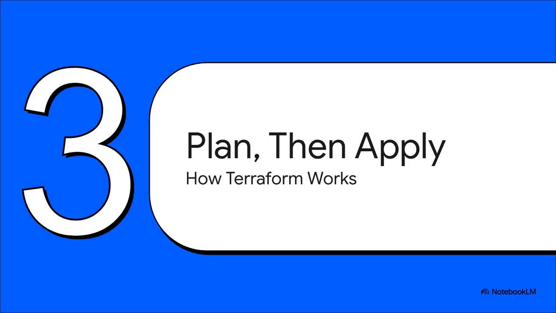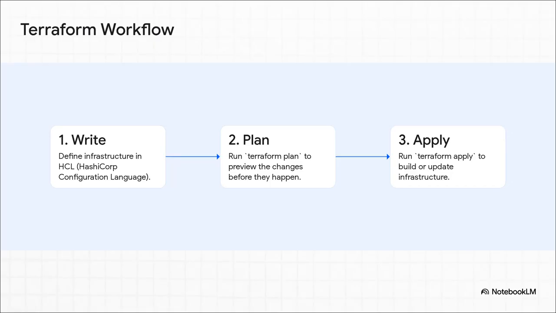So how does Terraform actually pull this off? Well, its power really comes from this simple, super predictable three-step workflow. It all starts with write. You define what you want in a special language called HCL, which is designed to be really easy for humans to read. Then comes the most important safety step, plan. You run a command, terraform plan, and it gives you a preview. It tells you, hey, here is exactly what I'm about to create, change, or even destroy. No surprises. Once you look at that plan and say, yep, that's what I want, you move to the final step, apply. You run terraform apply, and Terraform goes out and makes it happen.